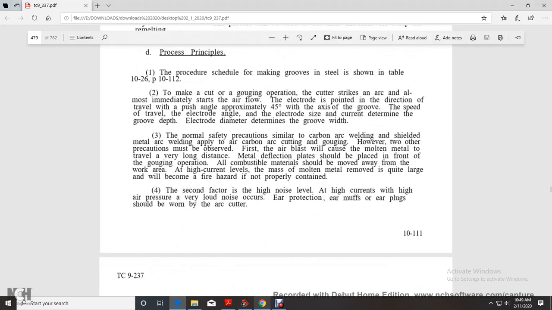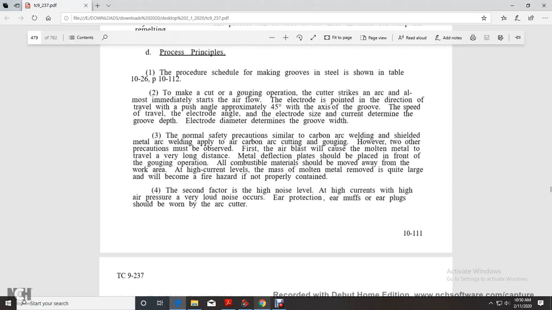Process principle. The procedure schedule for making grooves in steel is in Table 10-26 on page 10-112. In making the cut or gouging operation, the cutter strikes the arc and almost immediately starts the airflow. The electrode is pointed in the direction of travel with a push angle of approximately 45 degrees to the axis of the groove. The travel speed, the angle of the electrode, and the current are determined by the groove depth. Electrode diameter is determined by the groove width.